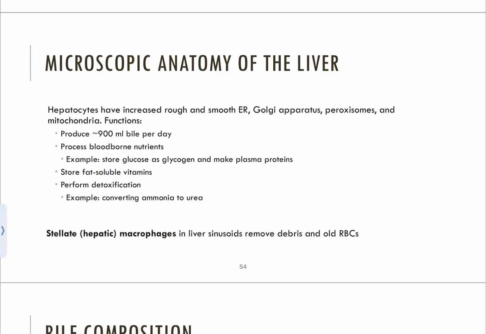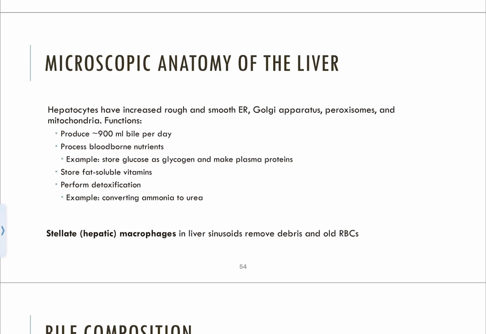So if we're talking about the functions of the hepatocytes, well, one function is going to be to produce the bile, around 900 milliliters of bile. We're also going to be processing blood-borne nutrients. So for example, one of the nutrients is sugar in the form of glucose. Typically, we store glucose as a polymer, and that polymer is glycogen.